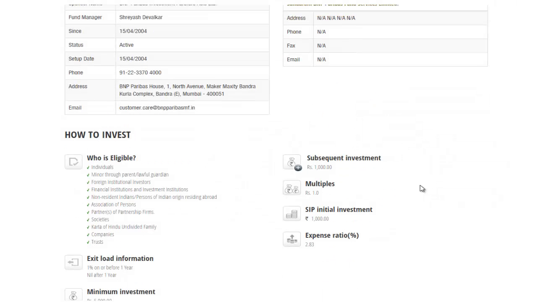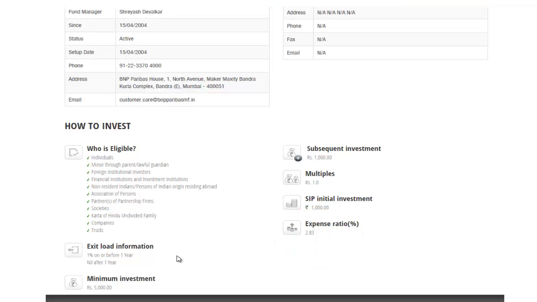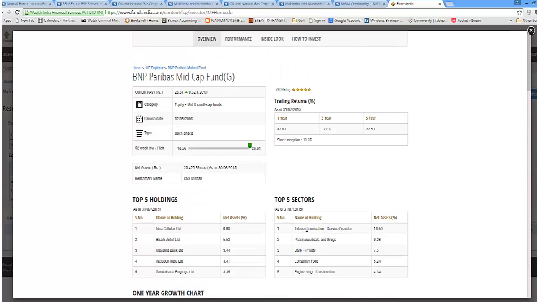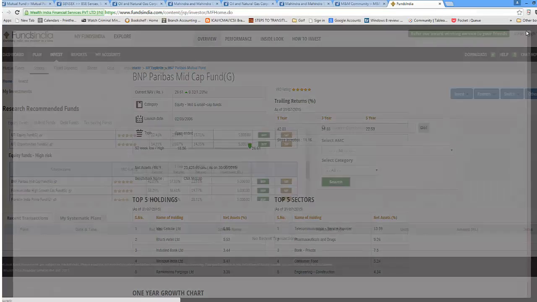You need to go down towards the bottom to see the expense ratio. Now you can see the expense ratio of 2.83 is a little higher than what we saw in the previous fund. The minimum investment is again 5,000 rupees. There is also an exit load if you want to take out your money before 1 year. There is no exit load if you want to take out your money after 1 year. This is what the kind of people who would be eligible to apply for these funds, and the initial SIP value is 1,000 rupees. So this is about this fund. If you're happy with it, then you can invest in it.